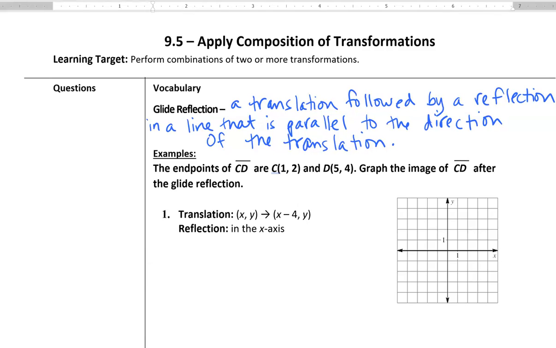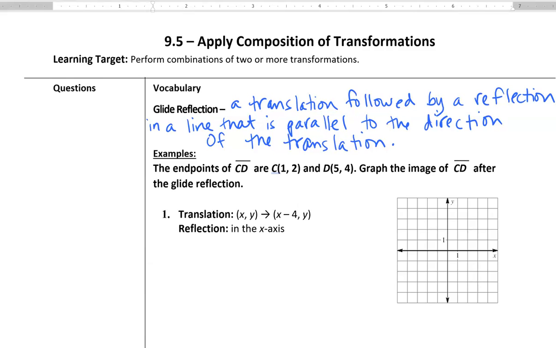Today we're going to look at section 9.5, apply composition of transformations. What composition of transformations refers to is multiple transformations. So for example, we might do a translation and then a reflection, or we might do a rotation and then a translation. So there's multiple items happening. So we're going to take everything we've studied and just apply it to one problem.